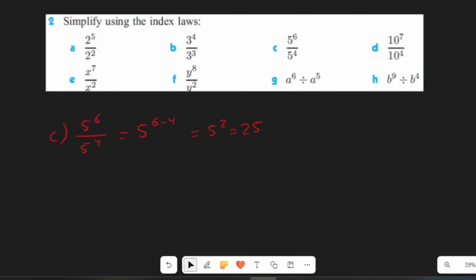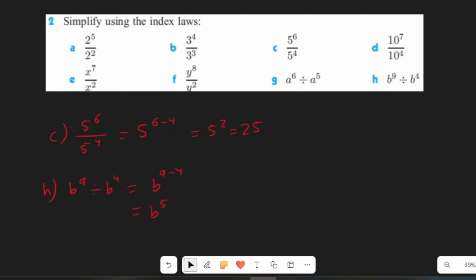Let's choose another example. We have, let's say, H. B to the power of 9 divided by B to the power of 4. That's the same as B to the power of 9 minus 4, giving us B to the power of 5.